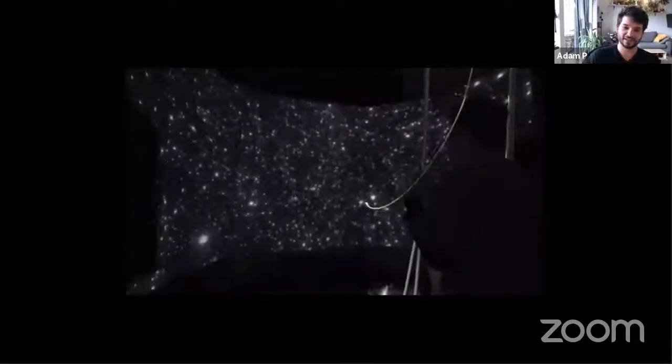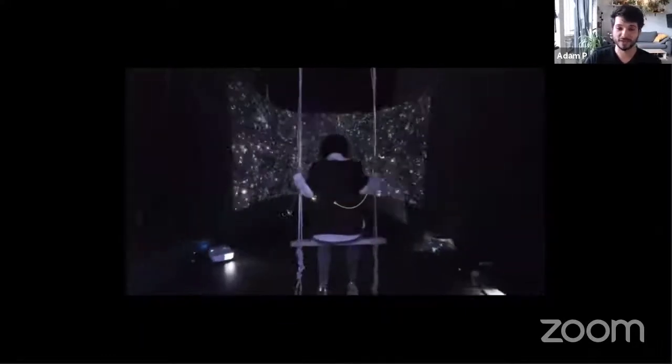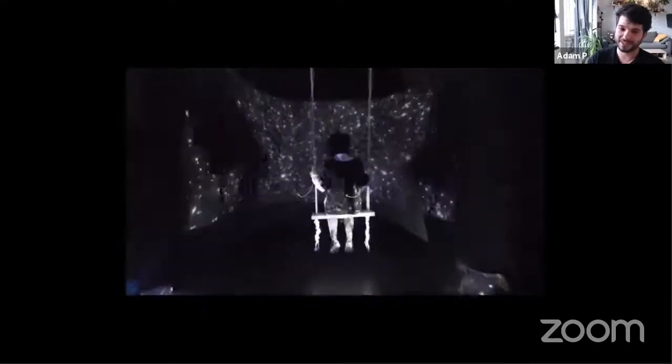So you're kind of suspended in this starry space, and you're moving through the stars by just swinging on the swing. Just by being in this dark space, it created this very meditative, relaxing ambiance. And so this was our first piece that we did together, and it had a couple of iterations over the years.